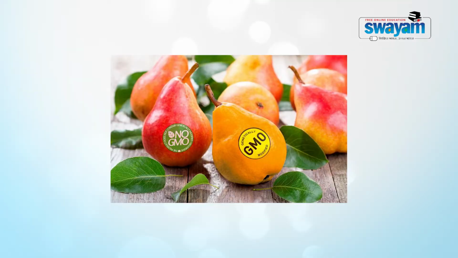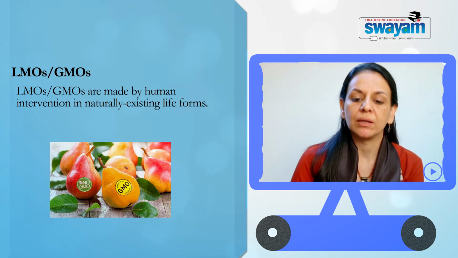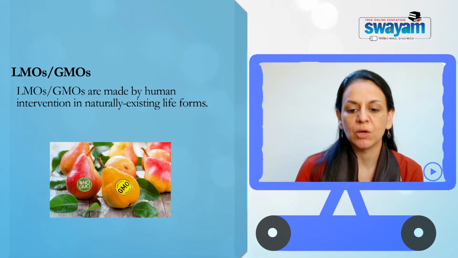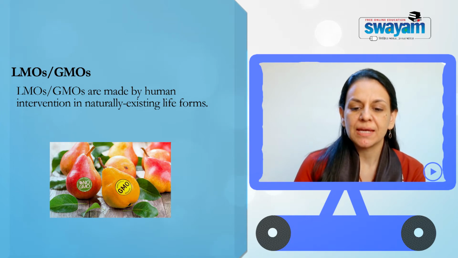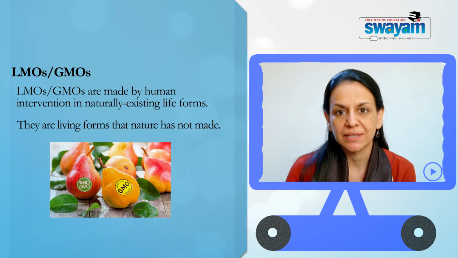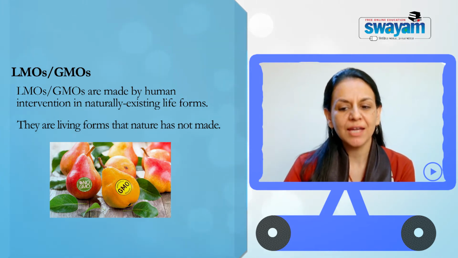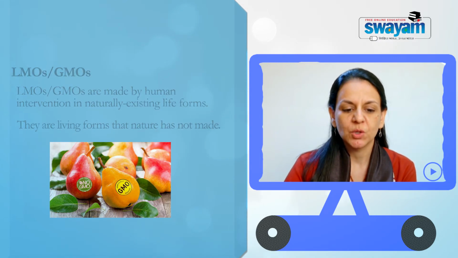And LMOs, living modified organisms, which are also interchangeably used with the term GMOs, are made by human intervention in naturally existing life forms. So the important thing to understand when studying a law on biosafety is that the law has to deal with living forms that nature has not made. So we are dealing with, in a sense, unnatural living forms.